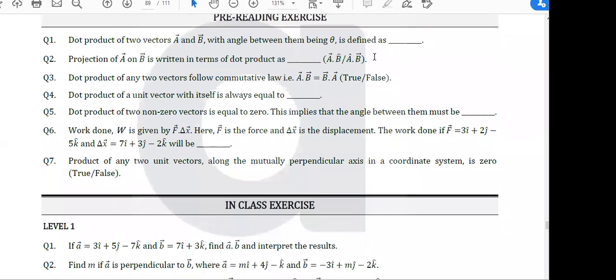One more question, quickly. Zero is true, na, that is right. Mutually perpendicular means 90 degrees. Now tell me, find m if A and B are perpendicular. Just think about this: if A and B are perpendicular, then A dot B is equal to what? What did I just say? Zero, yes. So can you solve question number two? Try solving question number two.